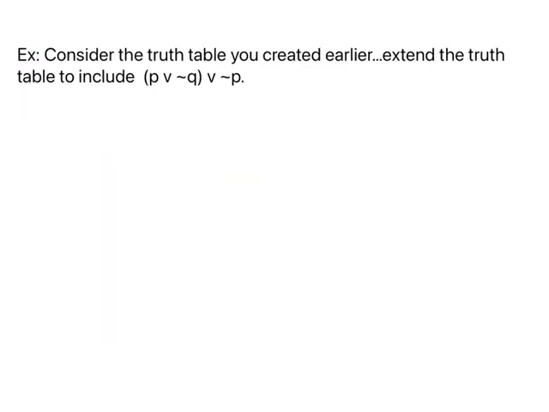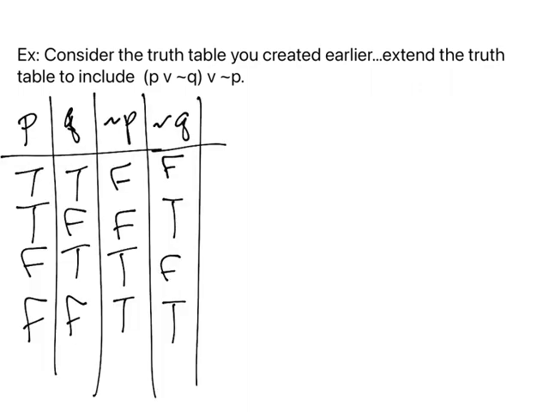Now, let's consider the truth table I created earlier, and let's extend it to give us P or not Q, or not P. Now, I know we did one earlier, but I want to talk through this a little bit. First things first, I've got the P and the Q, and then anytime you notice that you have negations, get yourself your negation pieces. So not P is literally just the opposite of P. So instead of true, true, false, false, I have false, false, true, true. Not Q is the opposite of Q. So if Q is true, false, then not Q is false, true.